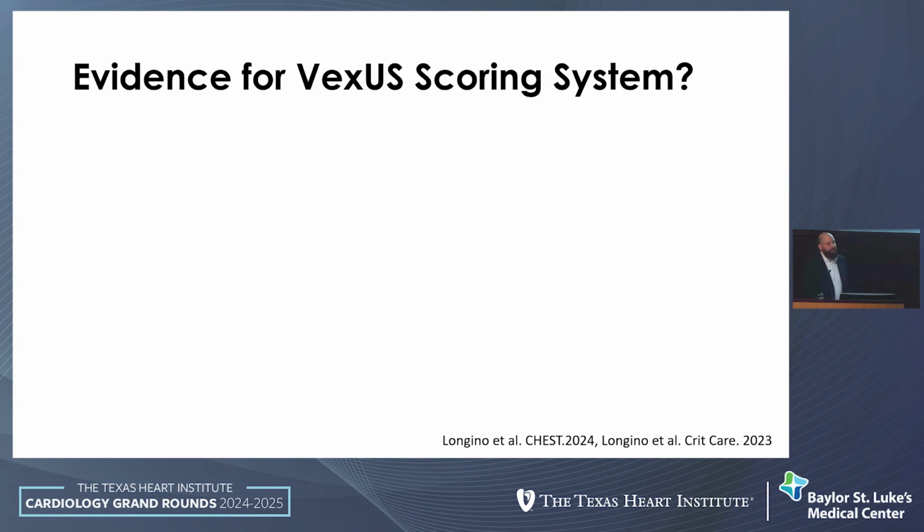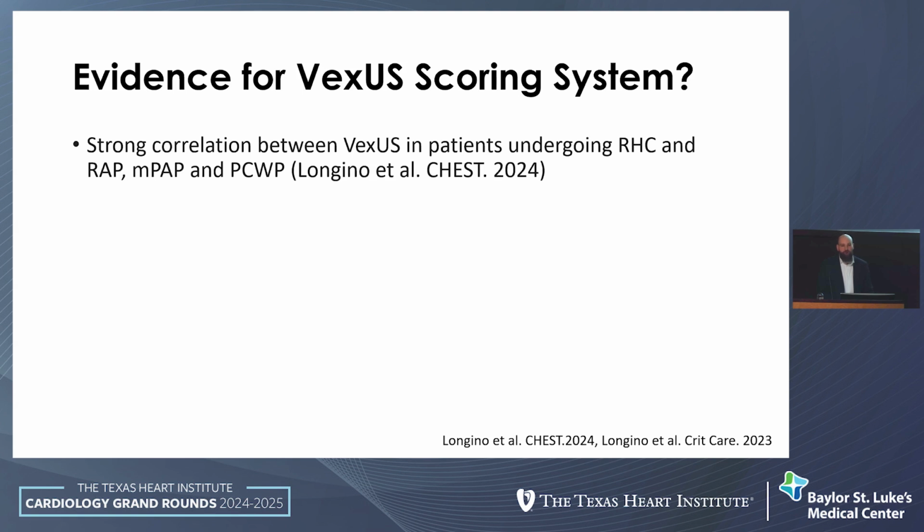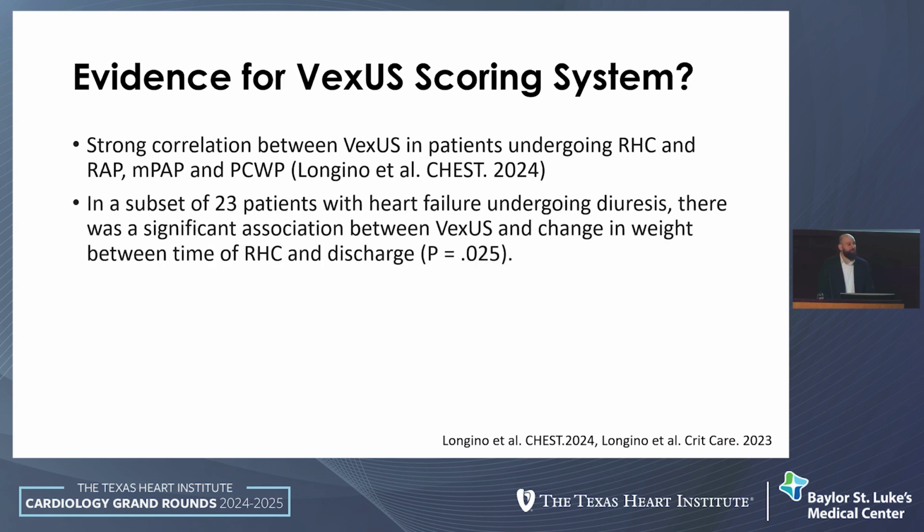So the question is, do we really even have evidence for this VEXUS scoring system? And the answer is yes, there is much more compelling evidence. There's an extremely strong correlation between the VEXUS score and invasive right heart cath numbers, particularly right atrial pressure, mean PA pressures, and occlusion pressures as well. Not only that, VEXUS scoring systems were done in a subset of patients where they were admitted with high PA pressures and high right atrial pressures, and the VEXUS scoring system correlated with a decrease in their filling pressures as well.